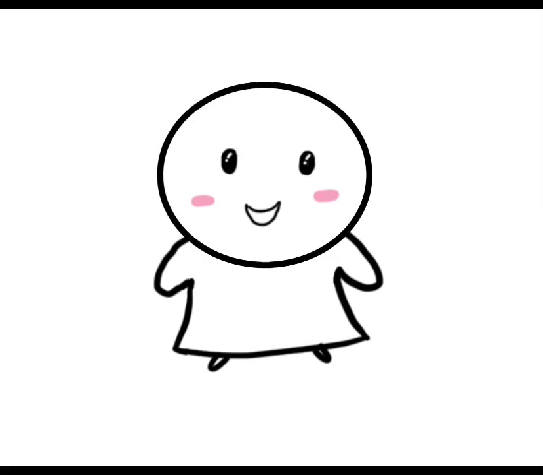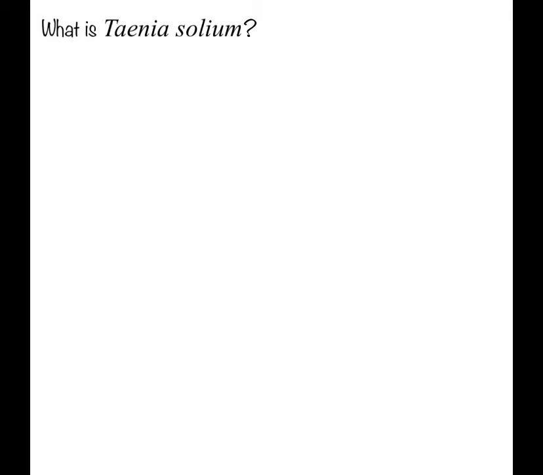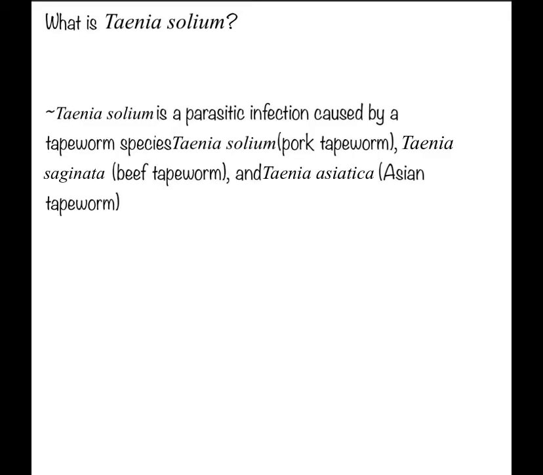Hello folks. In this video, I will talk about Taenia solium. What is Taenia solium? Taenia solium is a parasitic infection caused by a tapeworm species, and there are 3 types of Taenia parasites. Taenia solium, also known as a pork tapeworm.